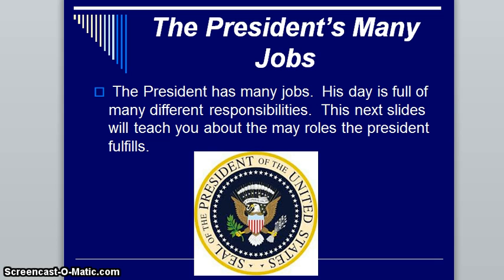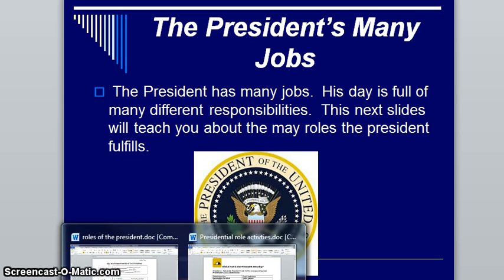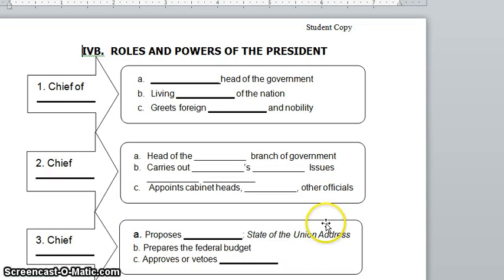The president's many jobs. So in your packet, I'd actually like everyone to turn to this page that they see. This will be where you will be collecting any notes that you will see from the PowerPoint. So please take a second and please open your executive branch packets to the roles and powers of the president. This worksheet that you see here.